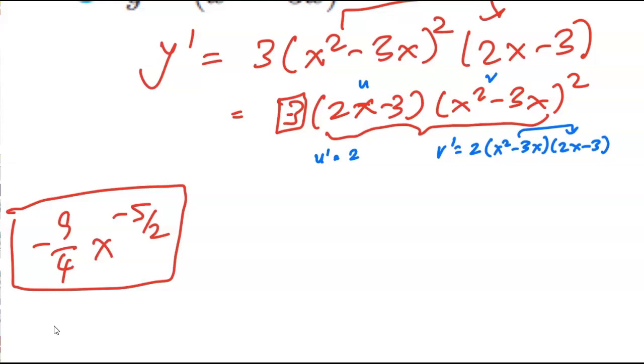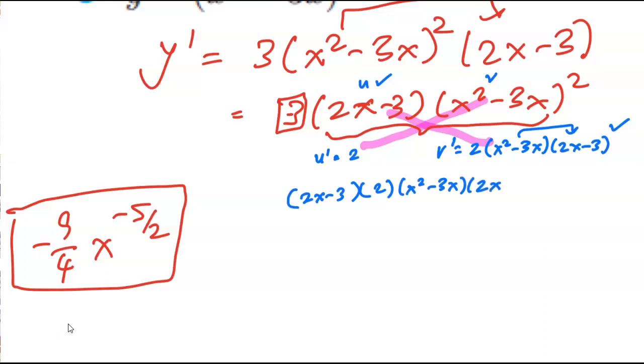How interesting. Okay, so now we're going to multiply this times this and this times this. We're just going to leave the 3 aside, remember? So first we'll do this times this, which is 2 times x squared minus 3x times 2x minus 3. How horrible. And then we're going to add that to 2 times x squared minus 3x squared.